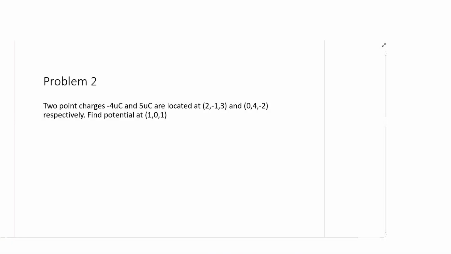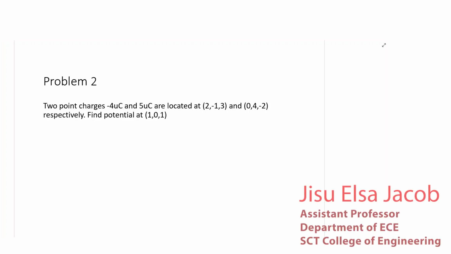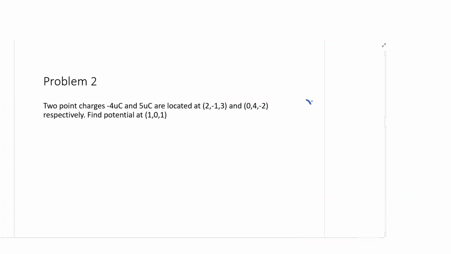Next problem: two point charges, minus 4 microcoulomb and 5 microcoulomb, are located at points (2, -1, 3) and (0, 4, -2). So you have two points, and you can take the corresponding points as vectors R1 and R2. Here R1 is (2, -1, 3) and R2 is (0, 4, -2). From the question itself we can mark it R1 and R2.